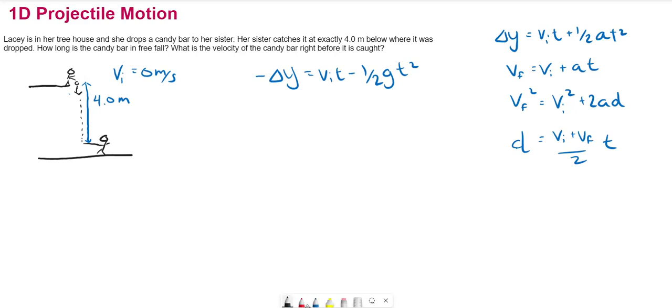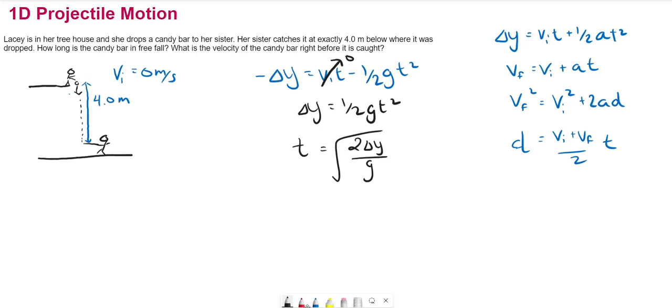We know v initial is 0, which means this whole term here cancels out. So that goes away, and then we just have delta y equals 1/2 g t squared, right? Our negative signs cancel each other out. All right, so now all we have to do is solve for t. So we'll just multiply both sides by 2, divide by g, and take the square root. So that's going to give us 2 delta y over g, take the square root.